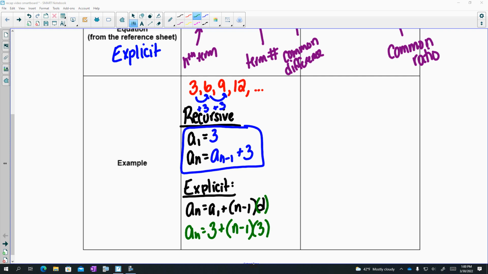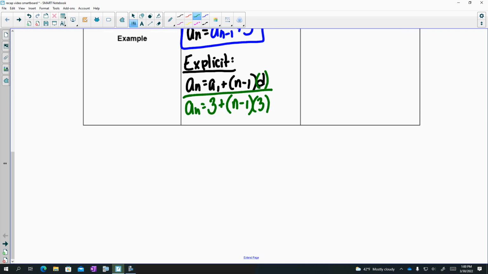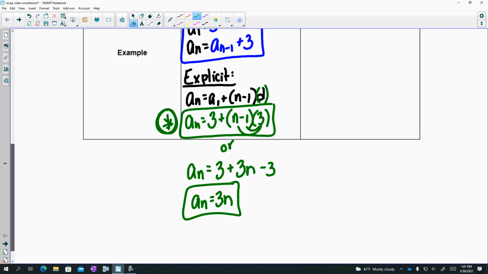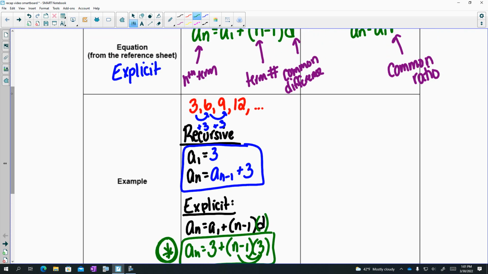So we could leave it like this, or sometimes on a multiple choice they may simplify this by distributing that 3 into our equation and then combining like terms. But we can stop here. So that is an example of an arithmetic sequence where I wrote the equation recursively and I wrote the equation explicitly. Let's take a look for geometric.